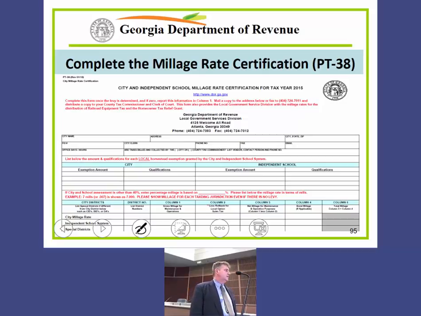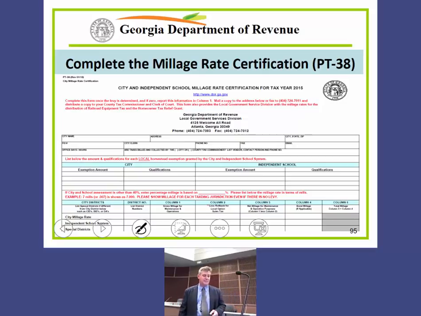Yes? Is it okay for the counties to send it forward to the city? Yes, that's fine. That's no problem. If the city millage rate has been set at the time the digest is submitted, we ask the tax commissioners to include the PT 38s.